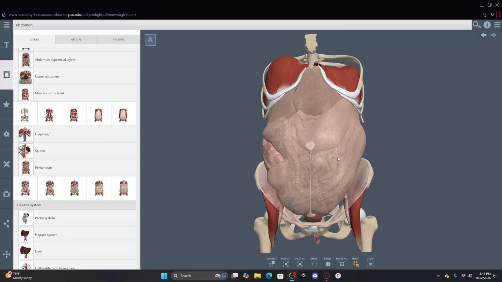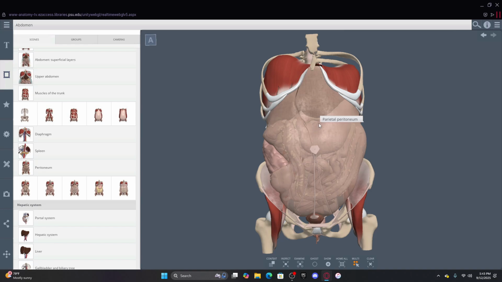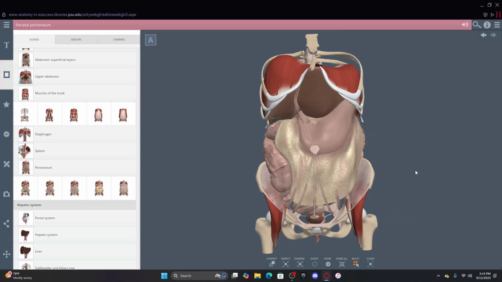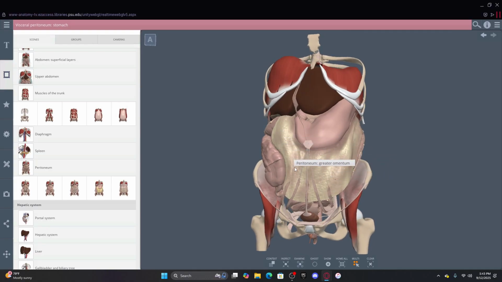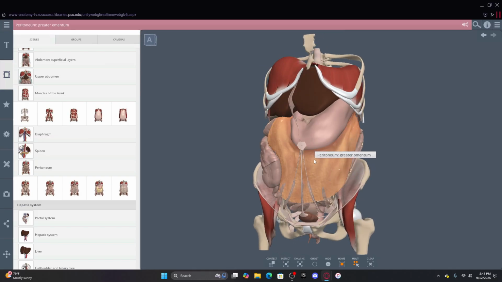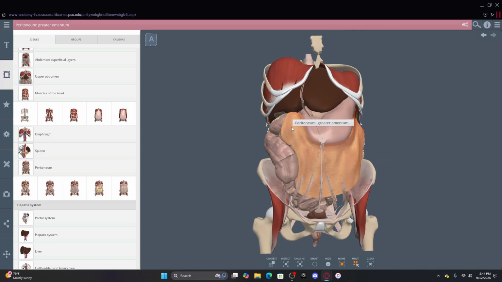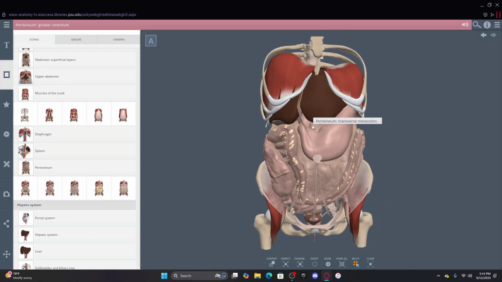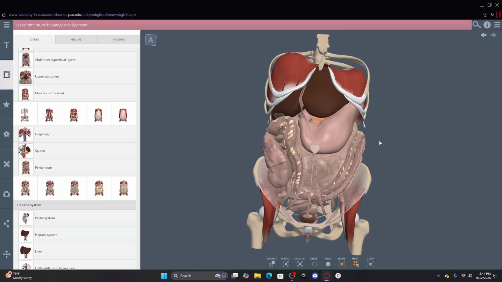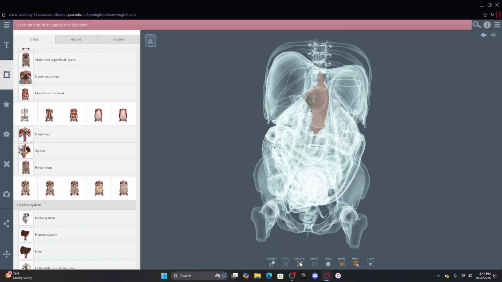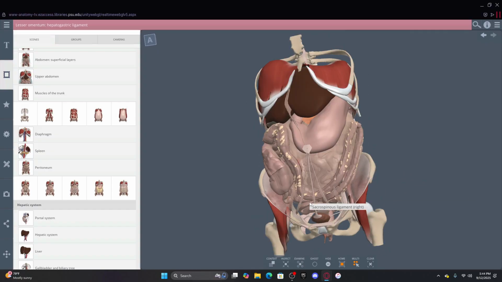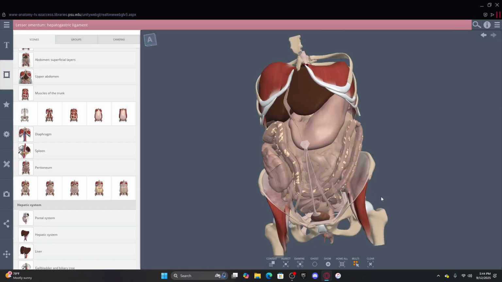Now that we're looking at the peritoneum, we have the parietal peritoneum surrounding the abdominal wall and all the abdominal organs. Once you remove that, we can see the visceral peritoneum, that's attached to the liver, attached to the stomach. Then we have two other layers of peritoneum. We have the greater omentum, which covers most of the small and large intestine, and then you have your lesser omentum. So, greater omentum, lesser omentum.